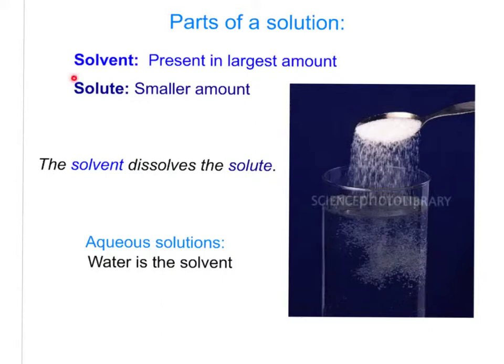A solution contains a solvent and a solute. The solvent is present in the largest amount. The solute would be in the smaller amount. So here we have sugar being poured into some water. The water is the solvent. The solute is the sugar. It's in the smaller amount. You can also remember the solvent always dissolves the solute. When we have aqueous solutions, water is the solvent in those by definition.